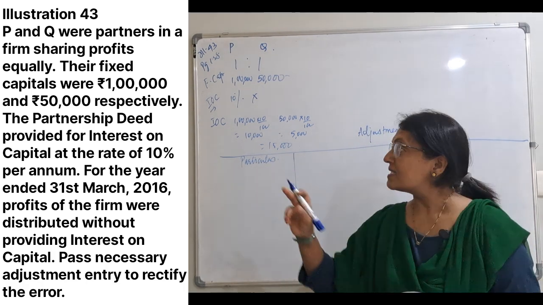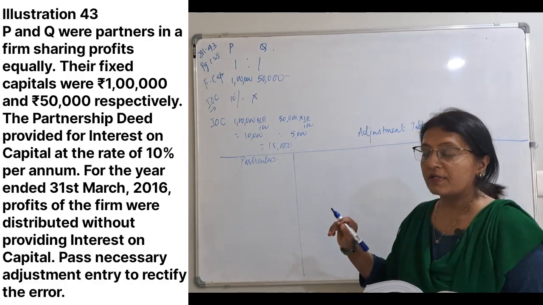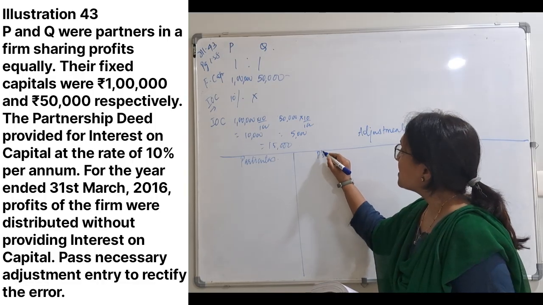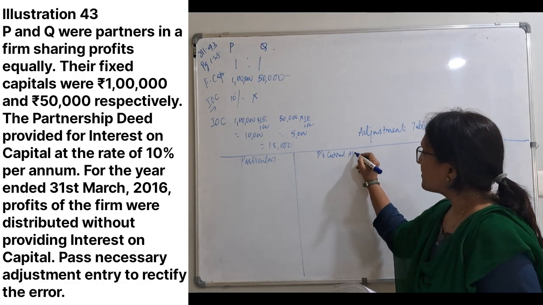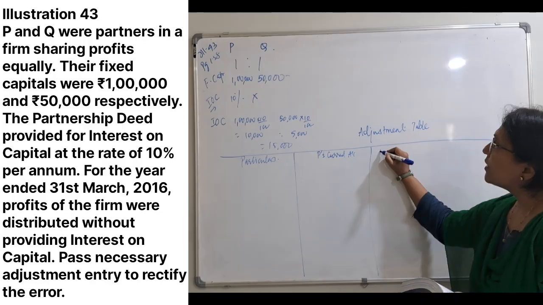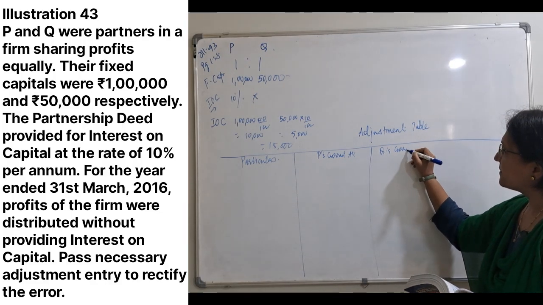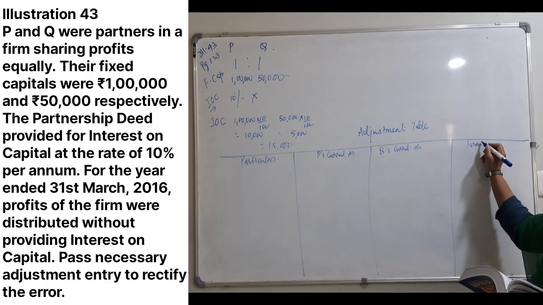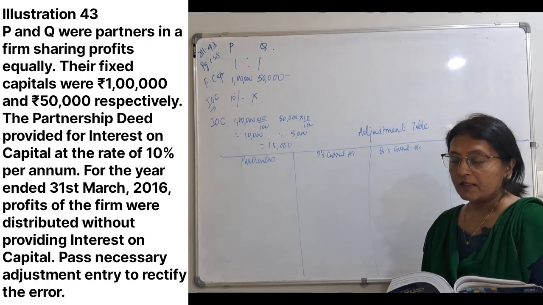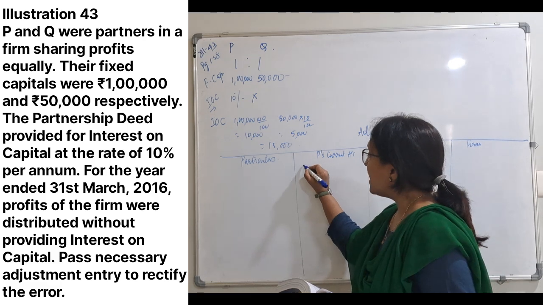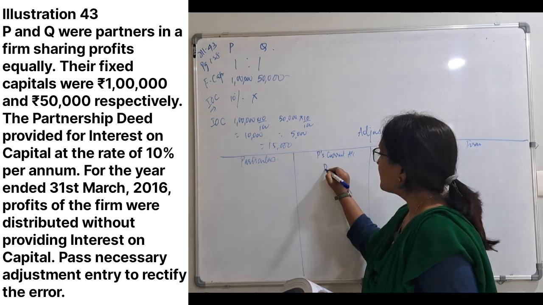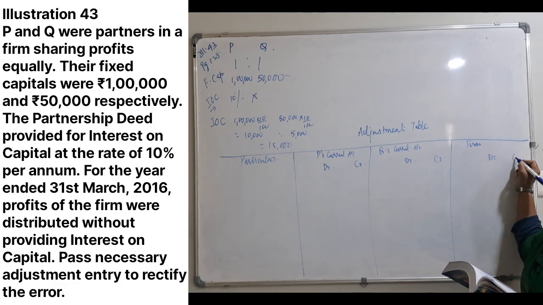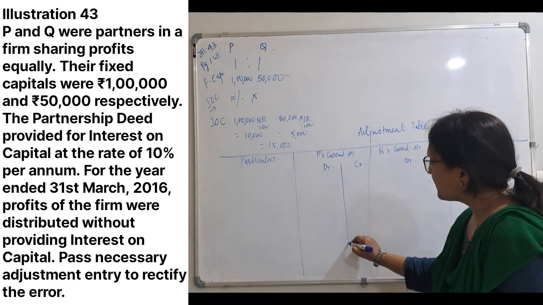Second column, because they have fixed capital, we are going to write capital transfer of the amount to current account. So P's current account. Third column will be Q's current account. And this will be the total, that is firm. Under this again, you will have two columns, debit and credit.